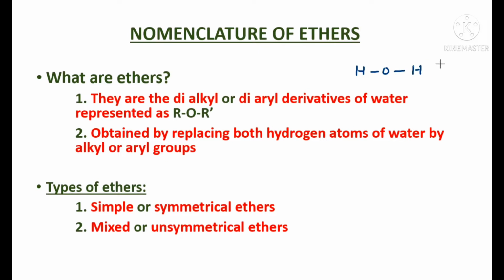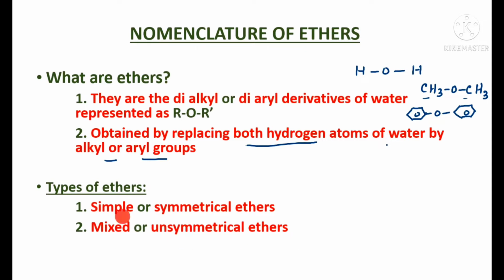For example, we'll take this hydrogen replaced by CH3 and CH3. So this is an ether. If instead of alkyl groups you have aryl groups, like this benzene ring, O, then this is also called an ether. Understood, students? So this is normally obtained by replacing both the hydrogen atoms of water by alkyl or aryl groups. Now there are two types of ethers. One is a simple or symmetrical ether. The next one is mixed or unsymmetrical ethers.